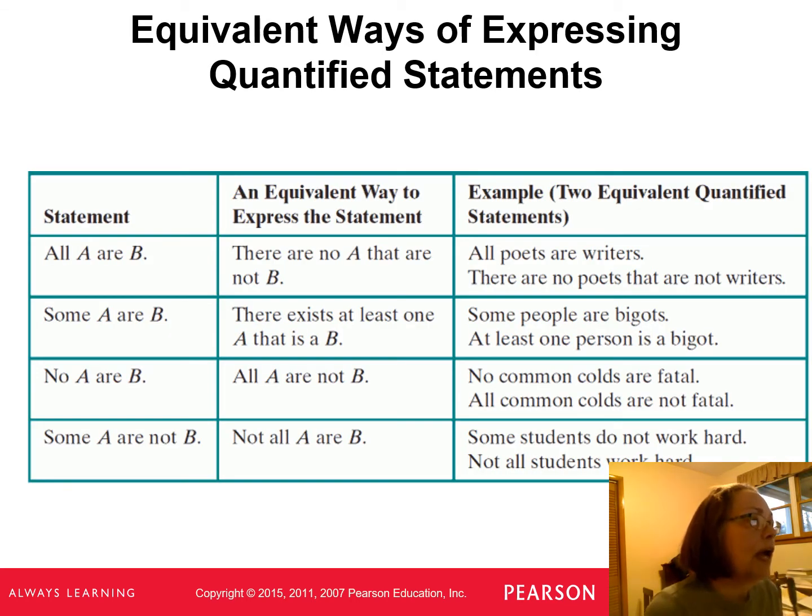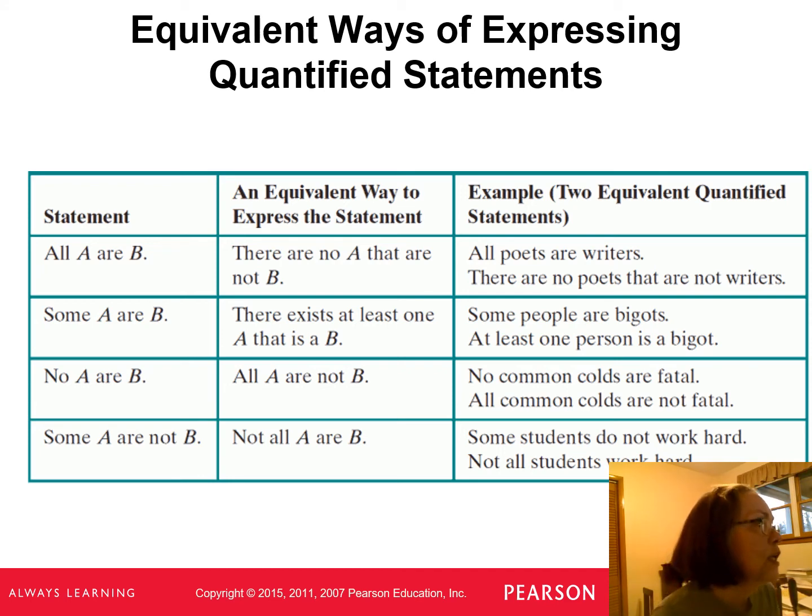Now, if you look at this chart, which is something you want to study, if I have the statement all A are B, all poets are writers, then the same statement would be there are no A that are not B. There are no poets that are not writers. And then if I look at the statement some A are B, if I say some dogs are poodles, that means there exists at least one dog that's a poodle.